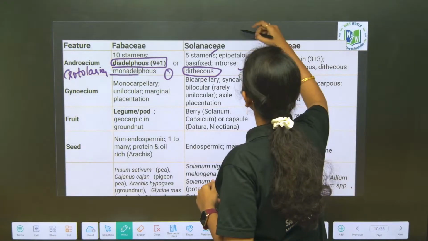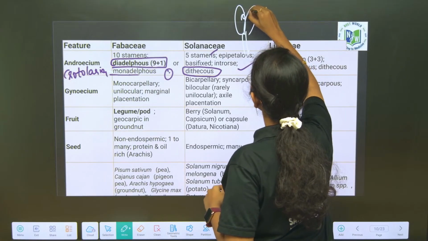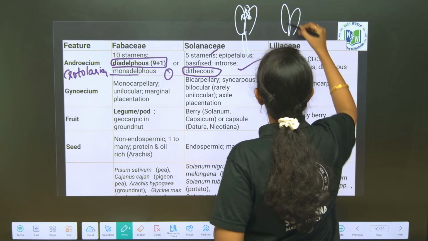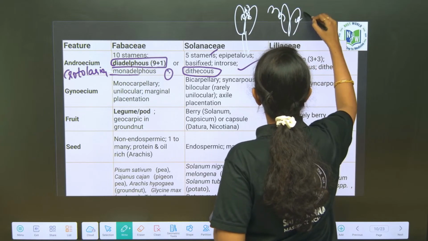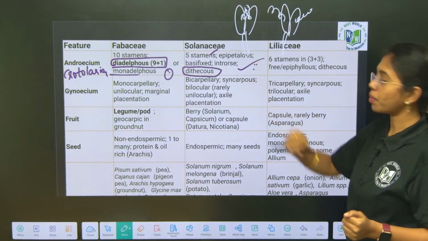Like here if you see, introrse means pollen grains will open through the inner side. Extrorse, pollen grains will open through the external side. Here it is introrse type in Solanum.